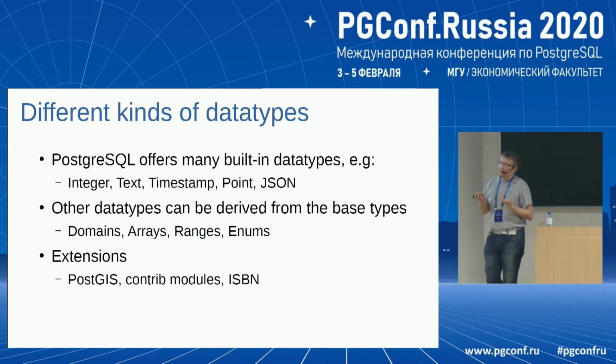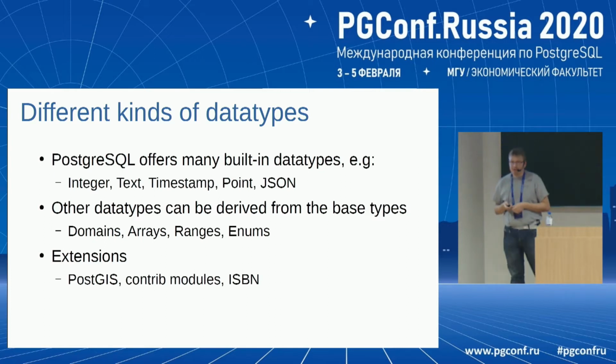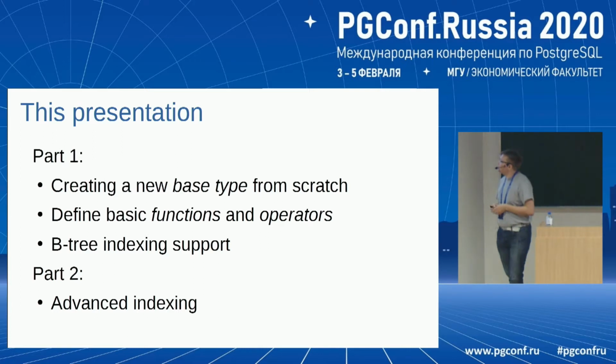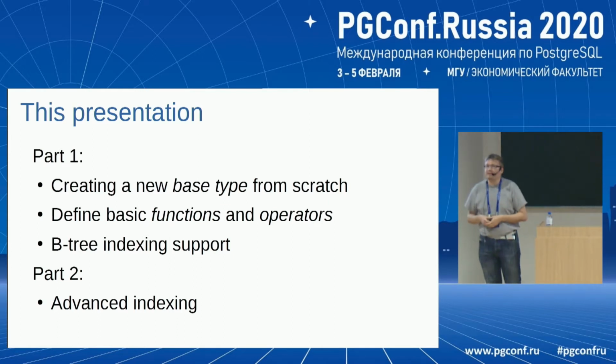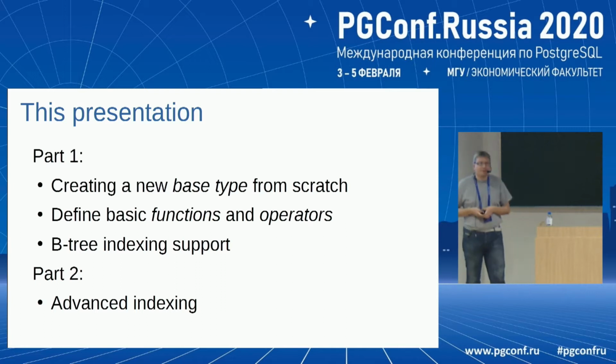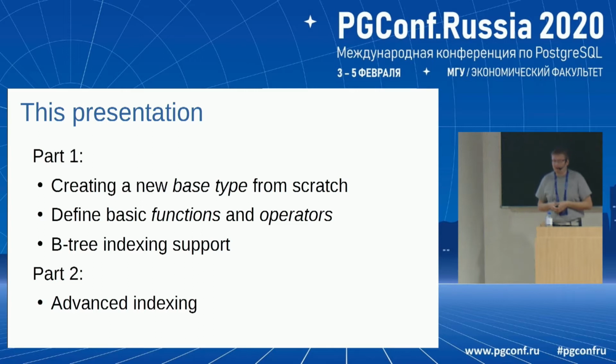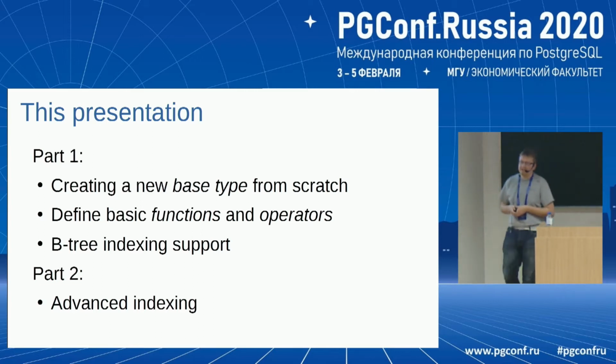But what I'm going to talk about today is writing a new, what we call a base type, from scratch in C. So this presentation is roughly divided into 2 parts. First of all, I'm going to walk through how to create your own data type, how to add some basic functions and operators to work with the data type, and do some basic B-tree indexing support. And then I'm going to talk a little bit more about GIN indexes, GiST indexes, and more advanced index types and how you would do those with your own custom data type.